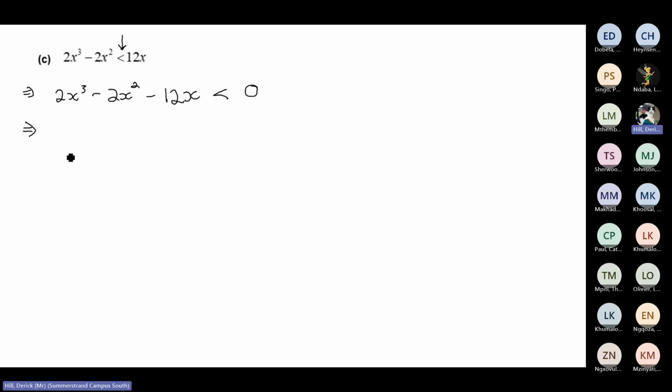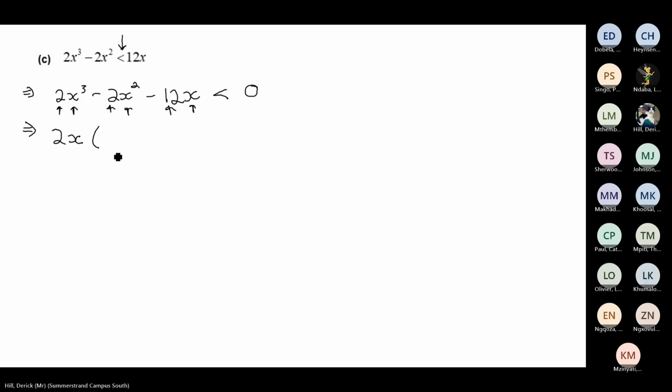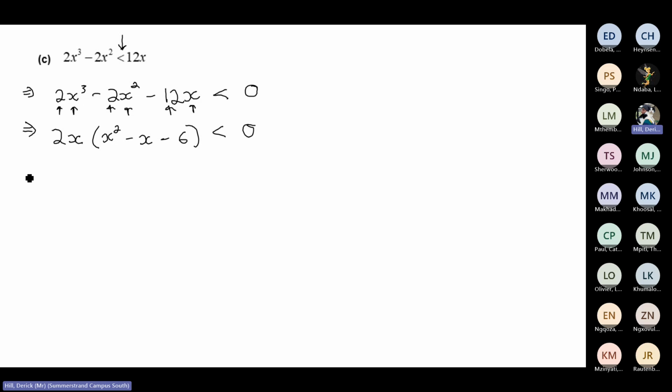We are going to factorize. So we've got a 2 here and a 2 here and a 12 here. Hence, we have a common factor of 2, since 2 goes into 12 6 times. I've got an x cubed here, an x squared here, and an x over here. So we have a common factor of 2x, and that will leave me with an x squared minus an x minus a 6. And that is all going to be less than 0. So we want x values that are going to give me a negative value when plugged into that expression.